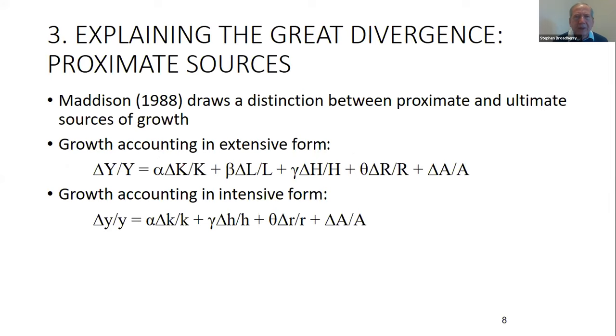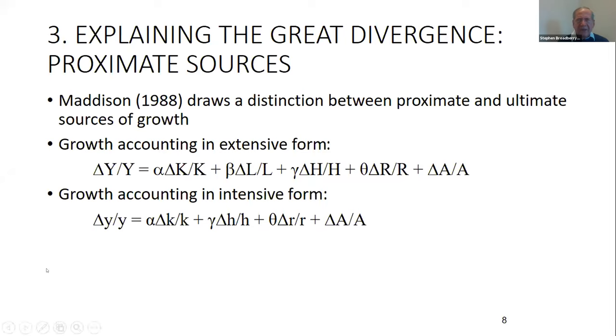What I now want to do, though, is to turn to explanations. And here I'm going to draw on a distinction made by Angus Maddison between the proximate and ultimate sources of growth. And I'm going to begin with the proximate sources. And here we use conventional growth accounting. Now, it's important, I think, to distinguish between growth accounting in extensive form, which seeks to explain the growth of output in terms of the growth of capital, labor, human capital, and land, and then the residual item, TFP growth. So you're trying to explain growth by the factor inputs and the productivity with which those inputs are used.